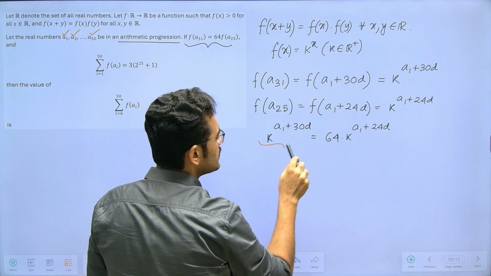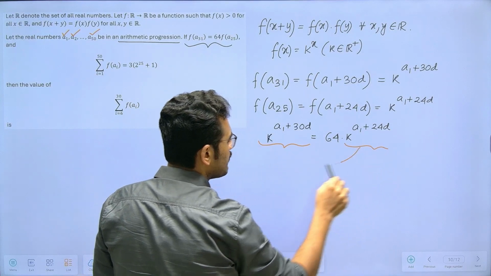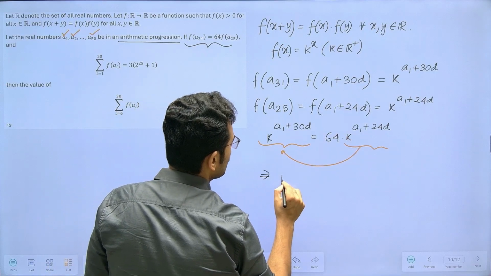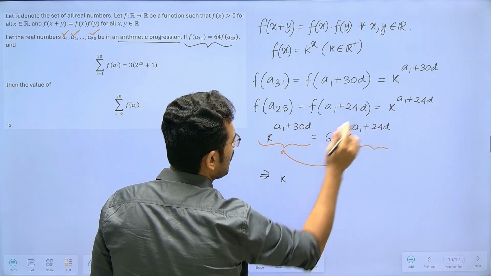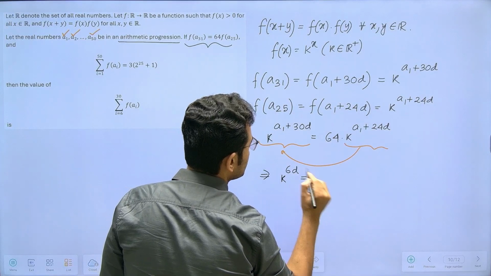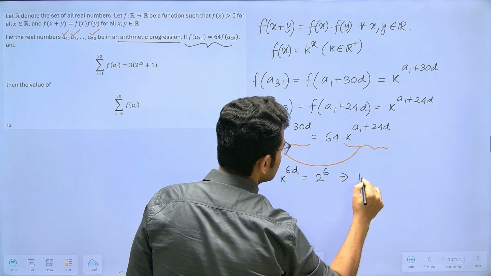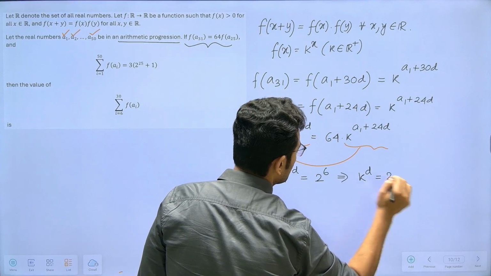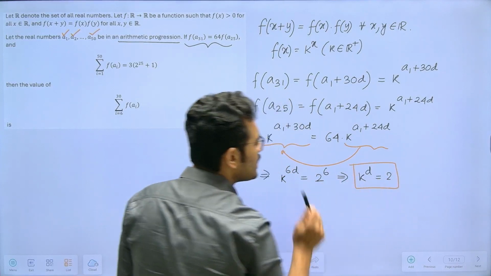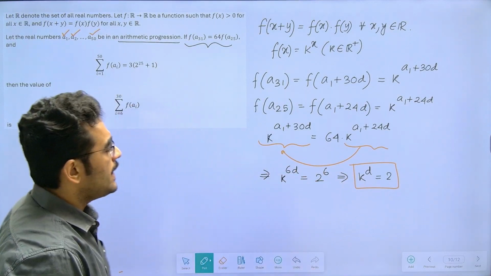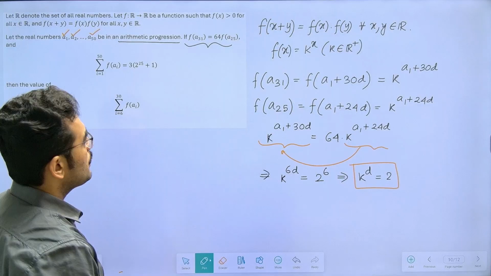If I divide the left hand side factor by the right hand side factor, then I will end up with k to the power of the difference in the powers, that is k to the power 6d is equal to 64, that is 2 to the power 6. That implies k to the power d must be equal to 2. k to the power d of course must be positive only because k is positive. So k to the power d equals 2. This is what we have got.